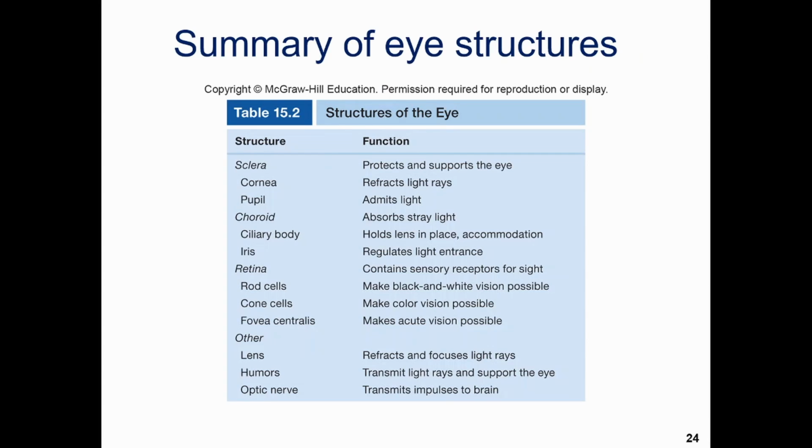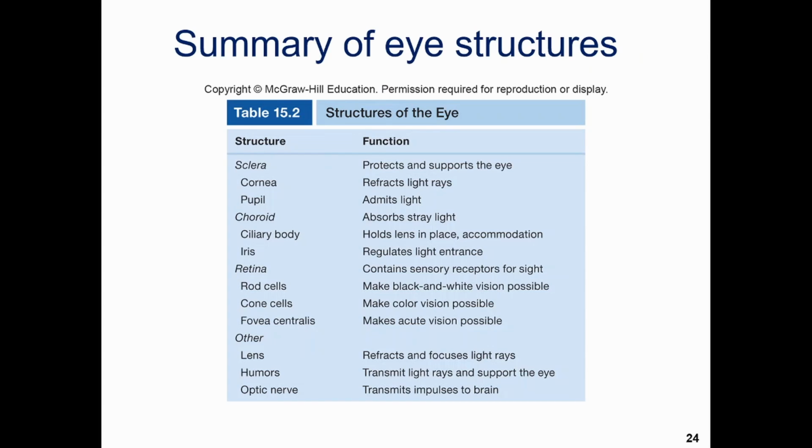We have the sclera, which is that white covering that's protecting, supporting, and giving shape to the eye. The cornea, which is refracting light. The pupil, which is letting light in. The choroid layer is absorbing any stray light and has blood vessels throughout. The ciliary body is going to hold that lens in place. The iris is going to regulate the pupil size.